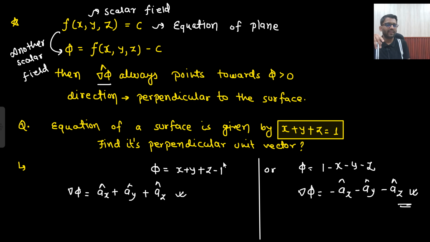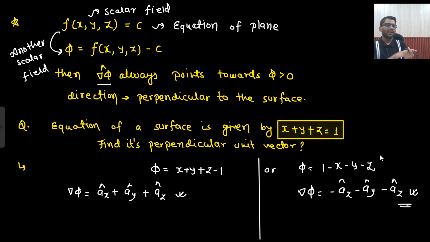I will calculate the gradient of this function, which will be ax cap plus ay cap plus az cap. The other one will be just negative of that, so I don't need to calculate this. From here only I can write it down. If I need to calculate the perpendicular vector of a surface, I will just take this one here and just calculate the gradient. If I calculate the gradient, this is what I am gonna get.